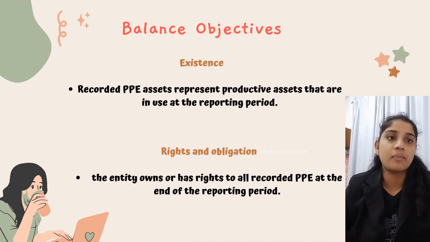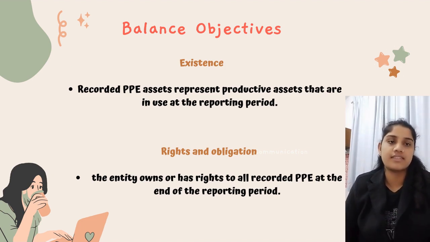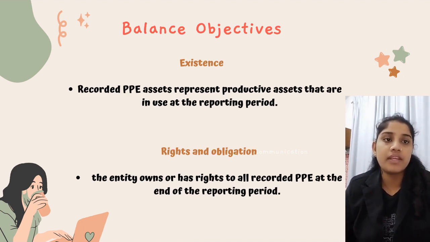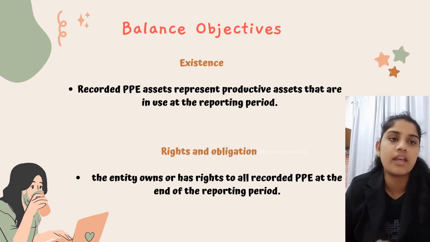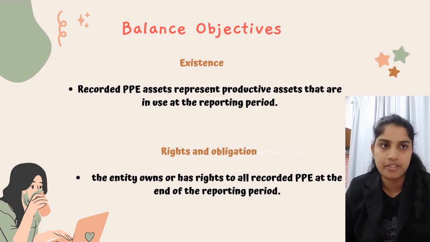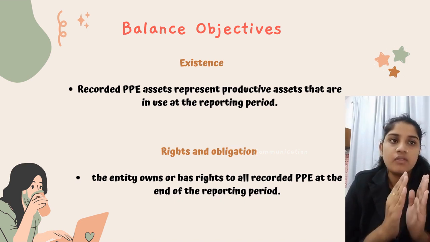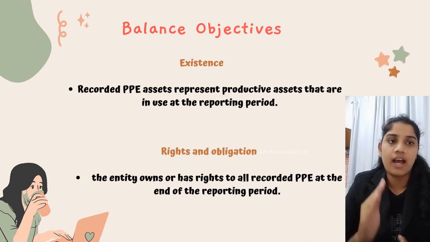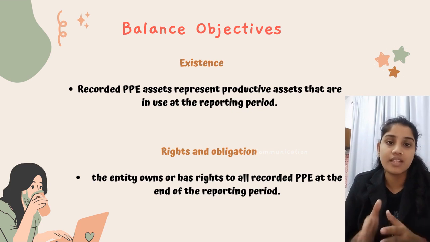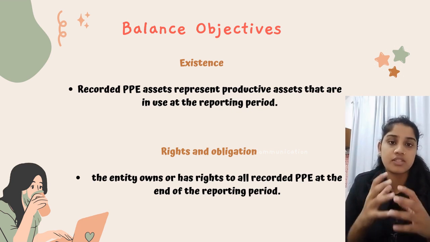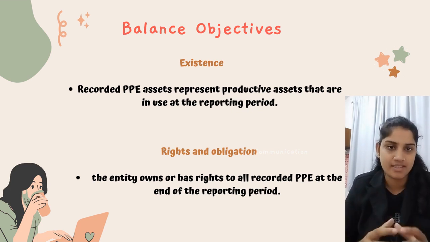Next, I would like to talk about the balance objective, which is first, existence. Recorded PPE assets represent productive assets that are in use at the reporting period, which means recorded property, plant and equipment, which represent productive assets, are always recorded under the reporting period. So it shows that this property, plant and equipment always exists.